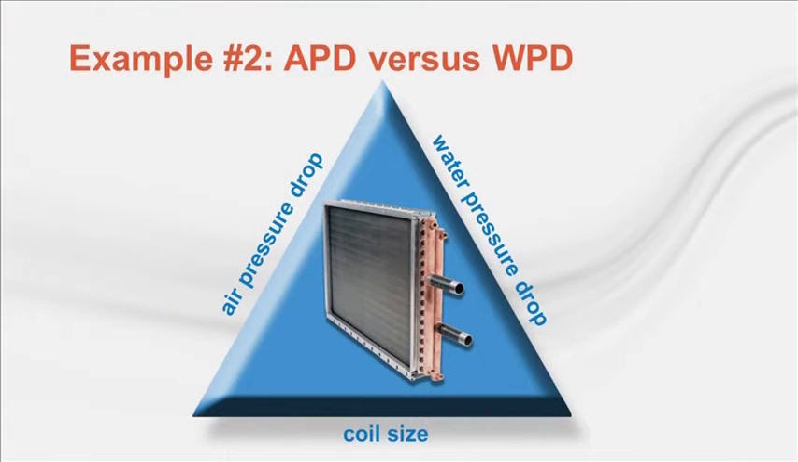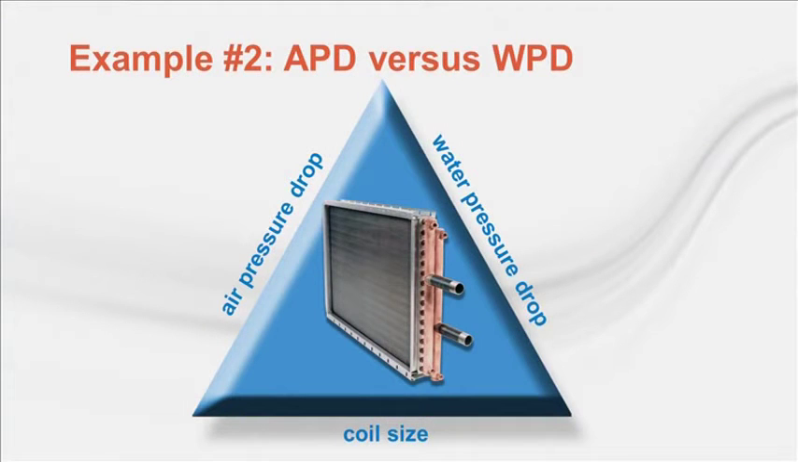For this next example, I'd like to introduce what I call the coil performance triangle. The three sides of this triangle are air pressure drop, water pressure drop, and the physical size of the coil. These three factors are key to designing a well-balanced system that provides the required amount of capacity with the least impact on overall system energy use.